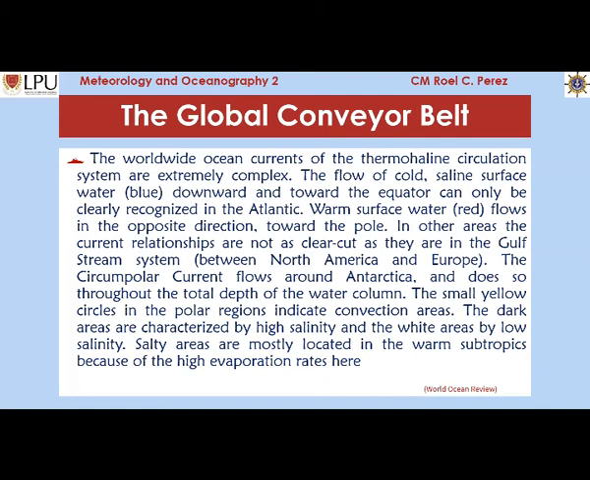The circumpolar current flows around Antarctica and thus throughout the total depth of the water column. The small yellow circles in the polar regions indicate convection areas, and the dark areas are characterized by high salinity and the white areas by low salinity. Salty areas are mostly located in the warm subtropics because of the high evaporation rates here.